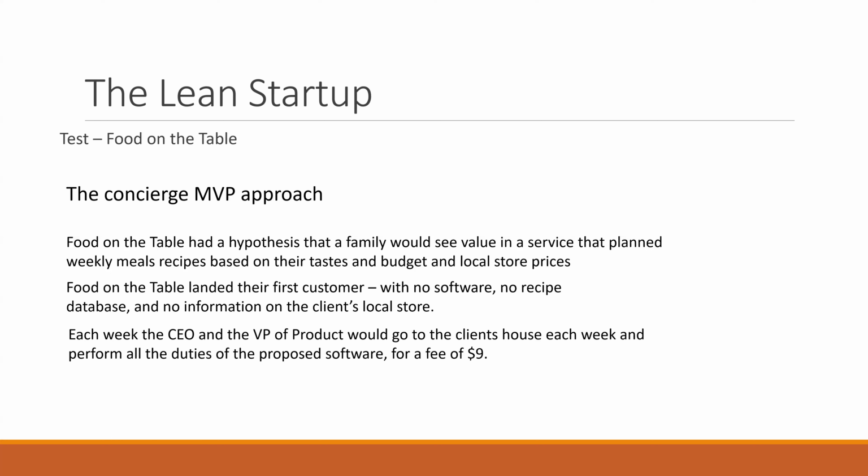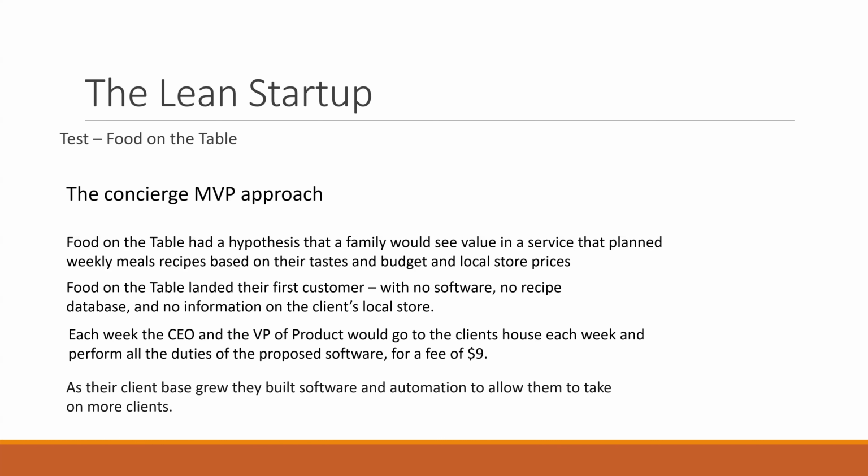They basically continued that until they had 2, 3, 4 clients. As their client base grew, they built the software and the automation to allow them to take on more clients. So at ground level, they were trying to understand the client, and then they built the software to the client's specifications. They essentially were the MVP in this scenario. They had no working product at all, just a concept. And Food on the Table is still up there today. You can check out their website, and obviously it seems to be working quite well for them.